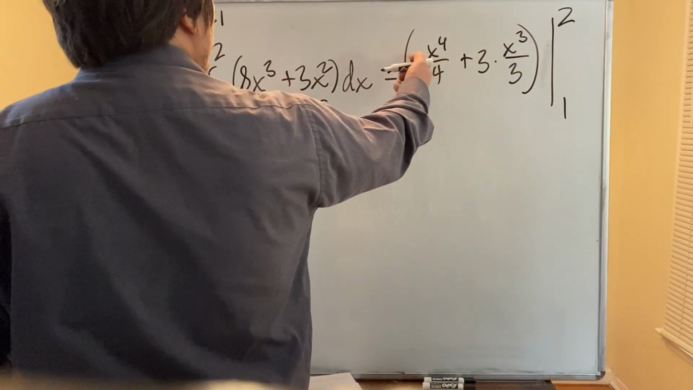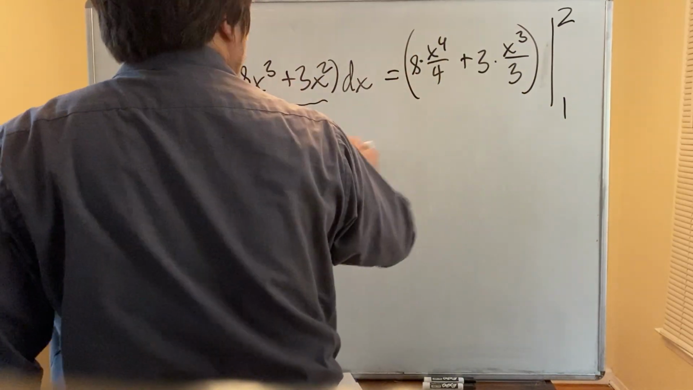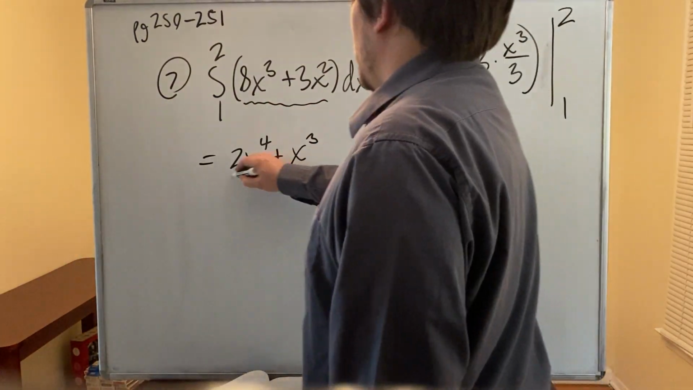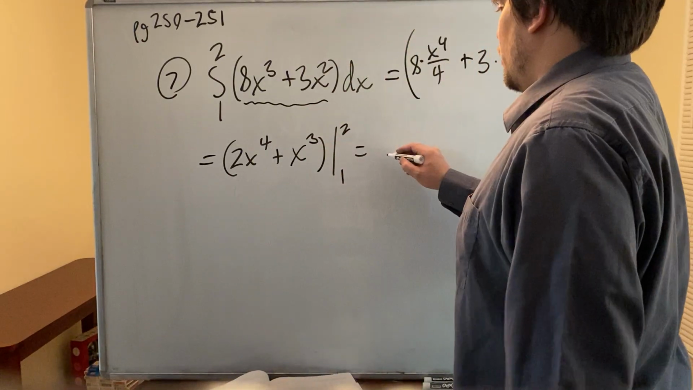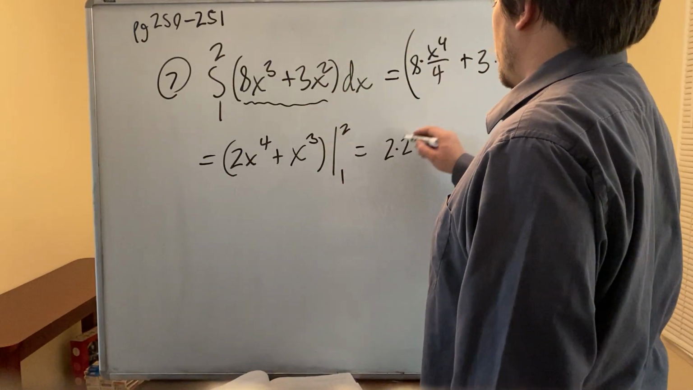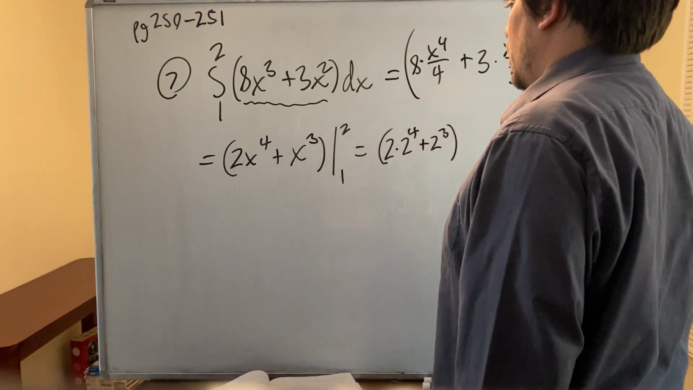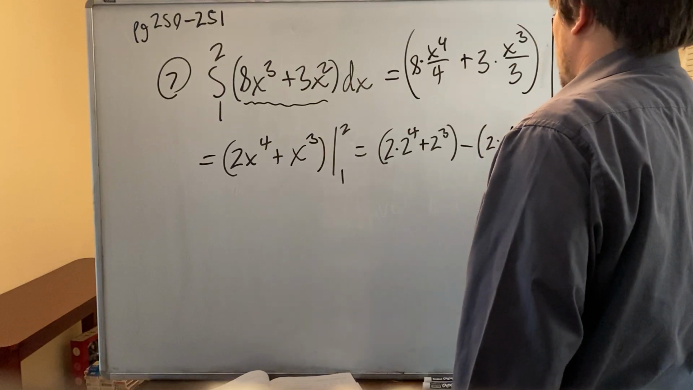And so this is equal to 8 over 4, which is 2, so 2x to the 4th, plus 3 over 3 is 1, so you get just plus x cubed, and that's evaluated from 1 to 2 still. And just plug in 2, and you get 2 times 2 to the 4th plus 2 cubed, minus 2 times 1 to the 4th plus 1 cubed.